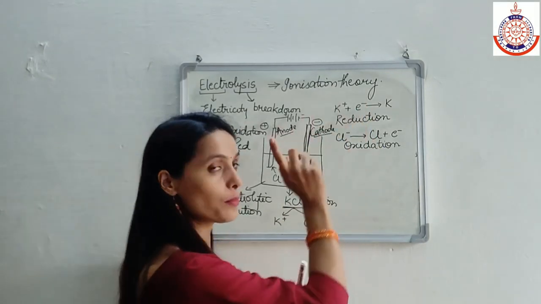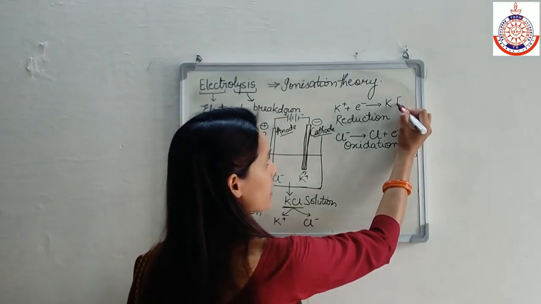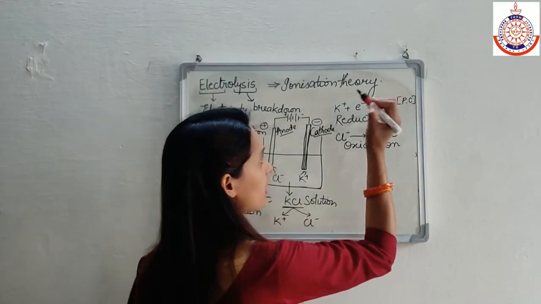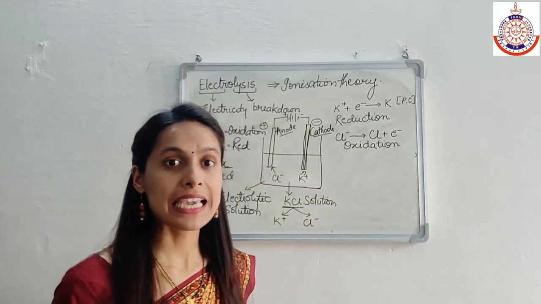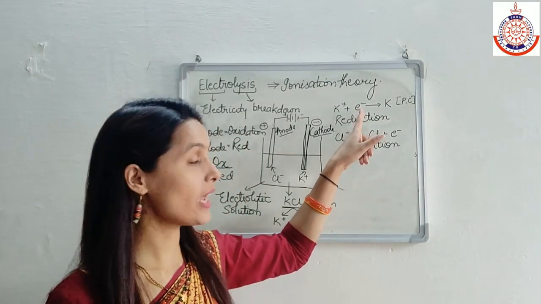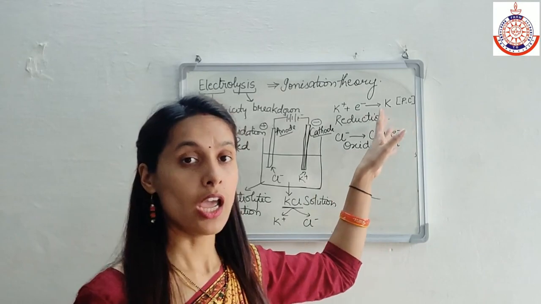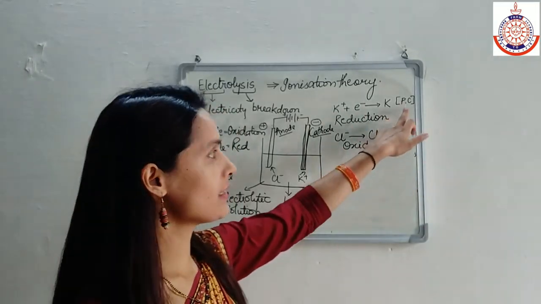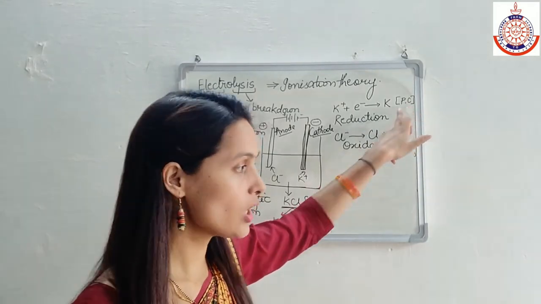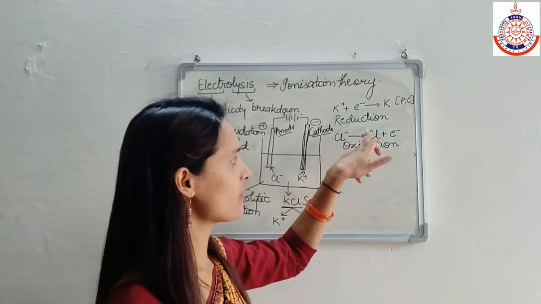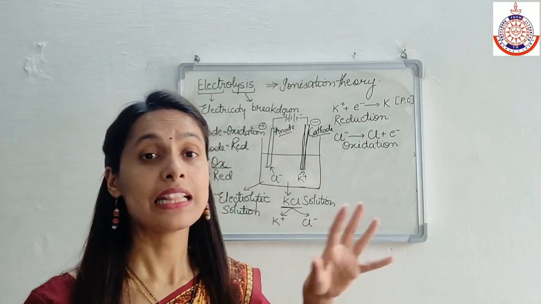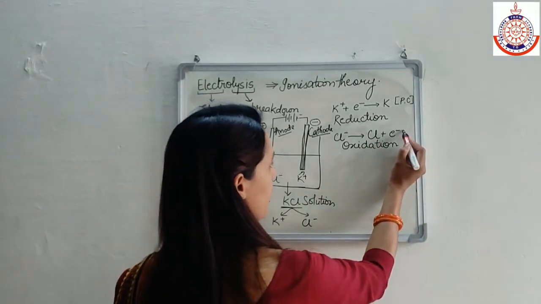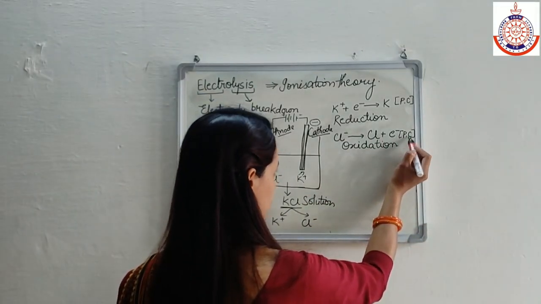Here, K positive gets converted into K. K positive is a charged species, whereas K is neutral. That's why it is termed primary change. Here also, Cl negative gets converted into Cl, so that is also termed primary change.